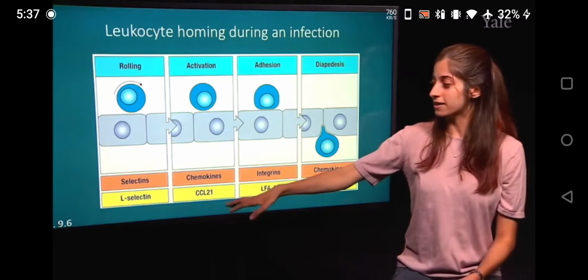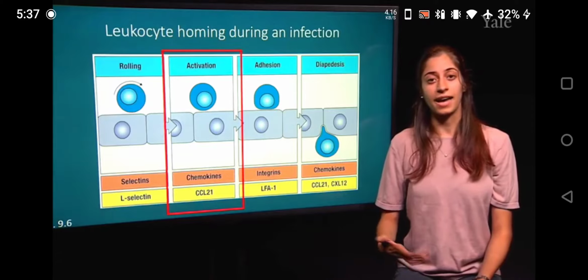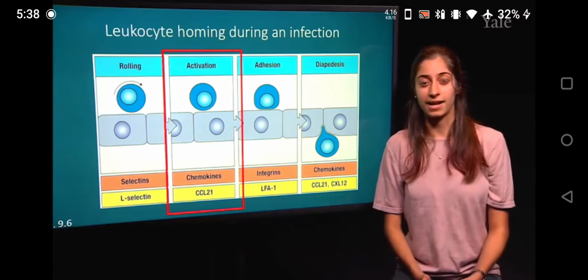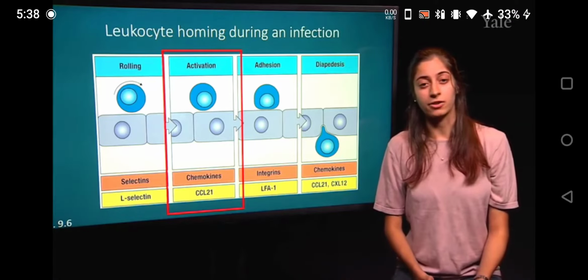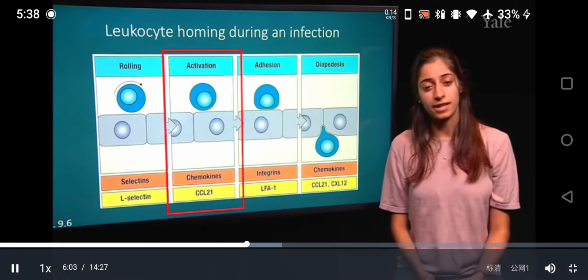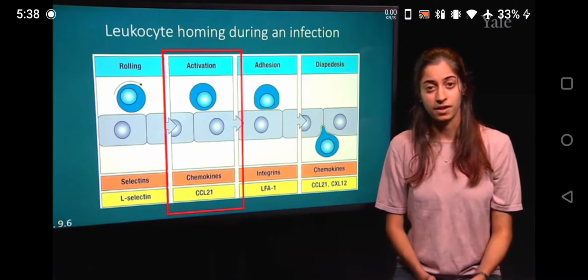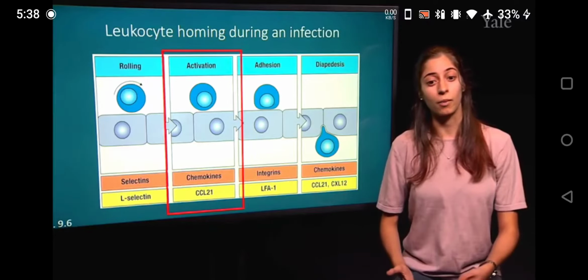So during this step here, activation, the lymphocytes rely heavily on signaling by a chemokine called CCL21. We'll talk a little bit about chemokines in later lectures. For now, what you need to know is a chemokine is like a traffic signal. It tells the lymphocyte it needs to get ready to get off the highway and where to go when it does.